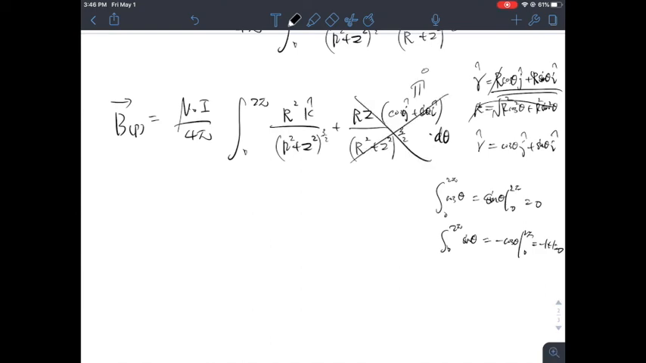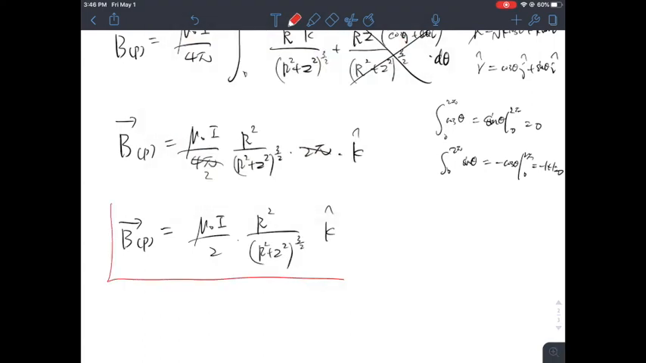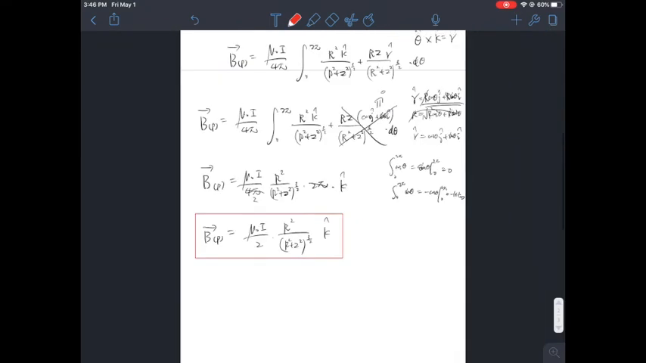So now the only term we have left is r squared over r squared plus z squared to the 3 over 2, and that is all constant. So integrating that, we get theta, integrated from 0 to 2 pi. Then we have this expression here. 2 pi and 4 pi cancel out, we have it divided by 2. Then our final equation will be mu 0 times I divided by 2 times r squared divided by r squared plus z squared to the 3 over 2, in the k hat direction. That's our final solution.